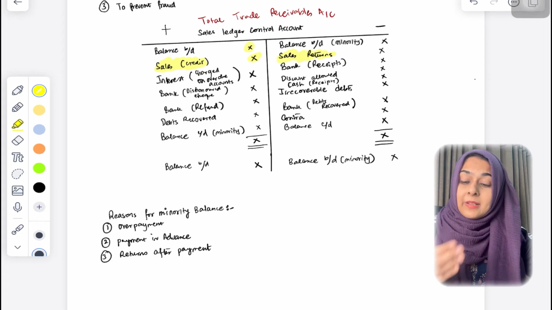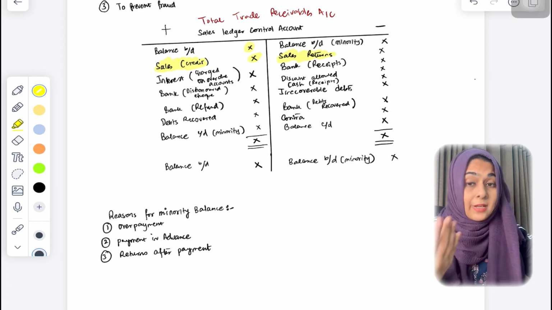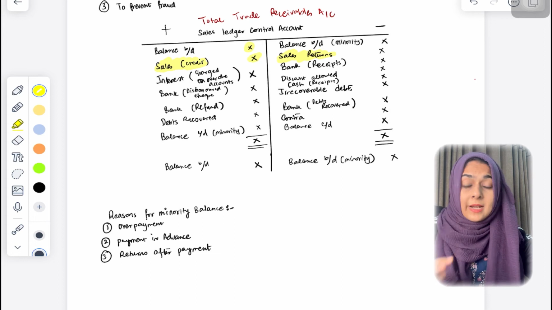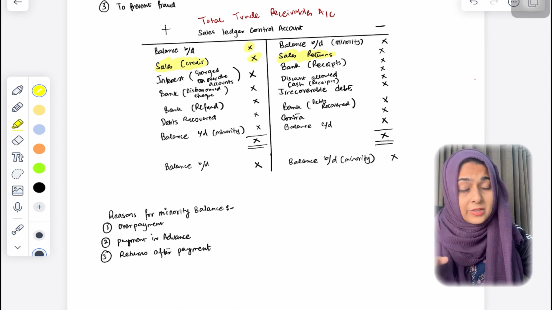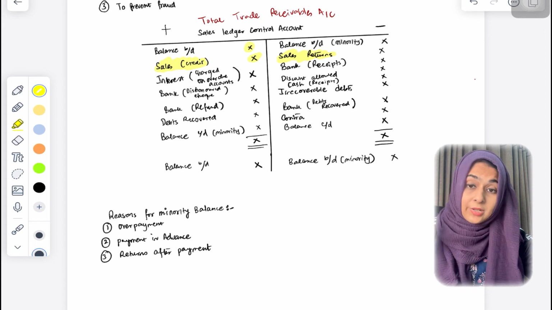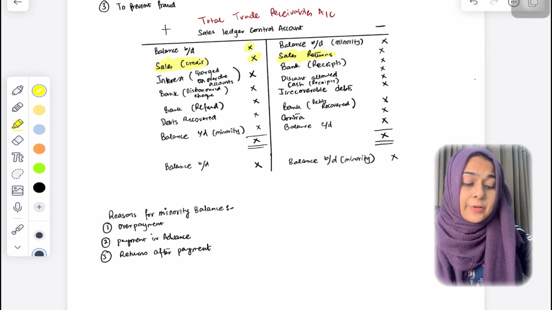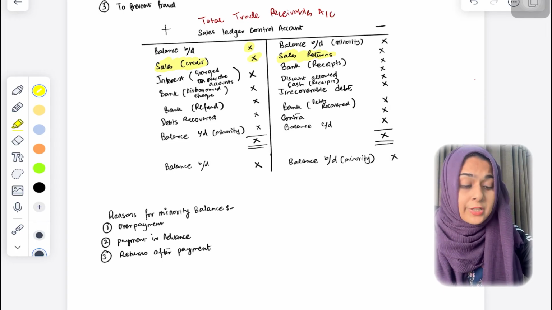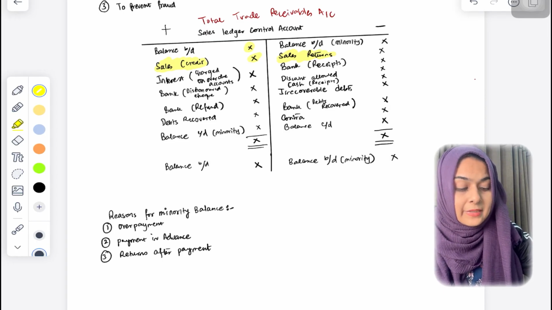Similarly, when I give my customers discount for prompt payment, that is discount allowed. When my customers are paying me within the specified period of time, I will give them a discount. That is an expense in accounting. The double entry for that will be discount allowed debit, trade receivable account credit. So I need to write this on the credit side of my total trade receivables account, that is the sales ledger control account.